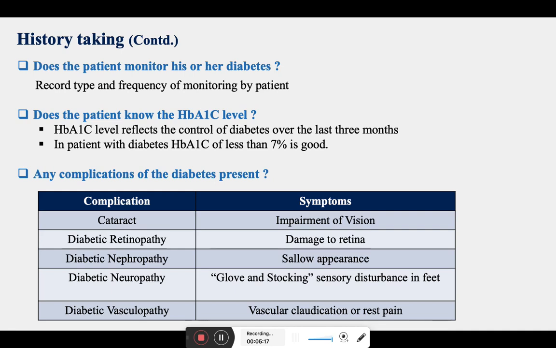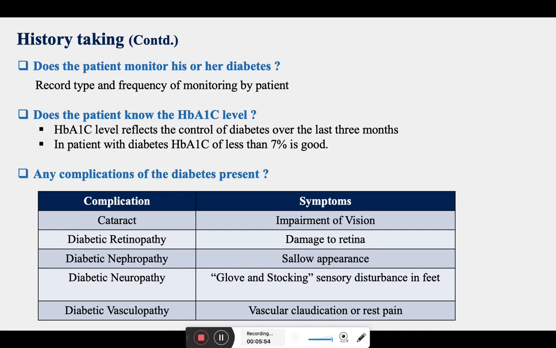But yes, HbA1c levels should be considered the main criterion for control of diabetes. And all of us know that between 6 to 7% is the best. That means the diabetic control is very good, or we can broadly say less than 7. But we have to tell the patient that he has to get it done every 3 months. If he is getting it done, we should note down the figures in the history, and if he is not, we should also note down that the patient is not getting HbA1c done at regular intervals.